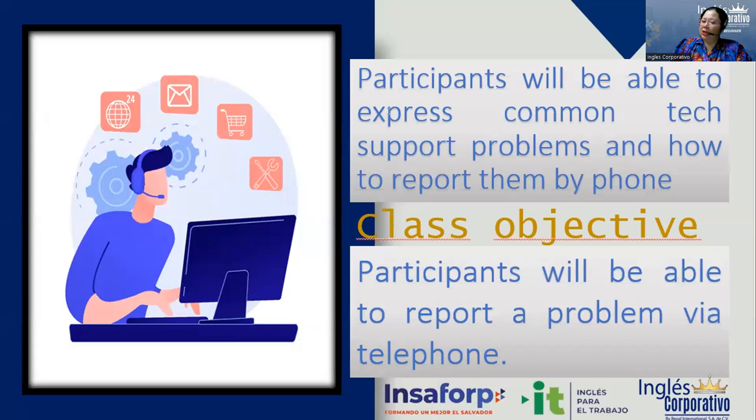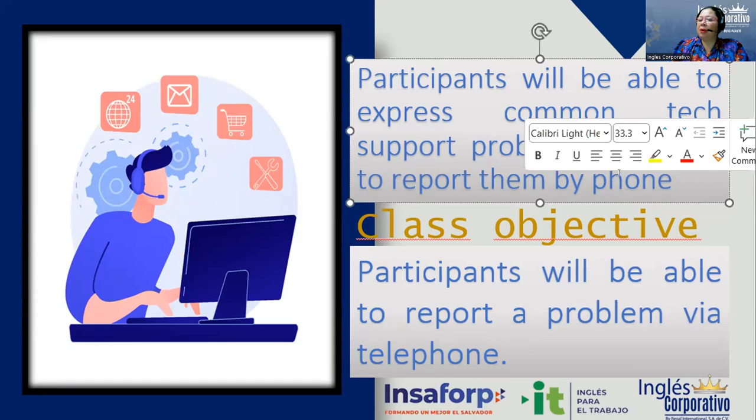Well, actually the general objective is to express common tech support problems and how to report them by phone. And these days, we don't only report things by phone. We report things through text messages. We report this through automated systems. Maybe we have applications where you just fill a form and it's systematically or automatically routed or addressed to the right department, the department in charge of solving that kind of issues, okay? But we are going to start with reporting by phone, okay?